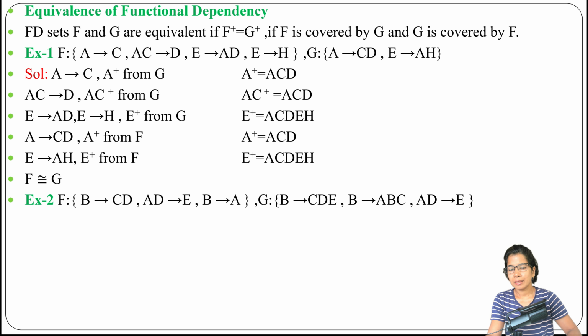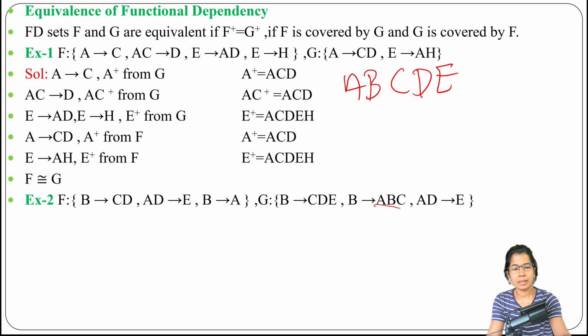Let's see another example, example 2. Here we have two functional dependency sets F and G. We need to check the same way, F from G and G from F. So B positive closure from G will be B, C, D, E. Then here A, B, C, so you can add A, B, C, D, E.